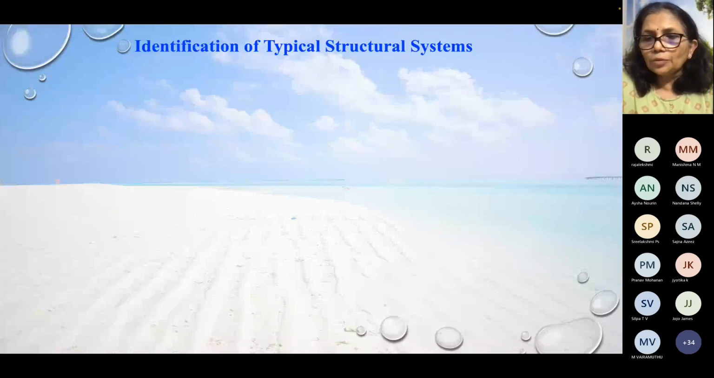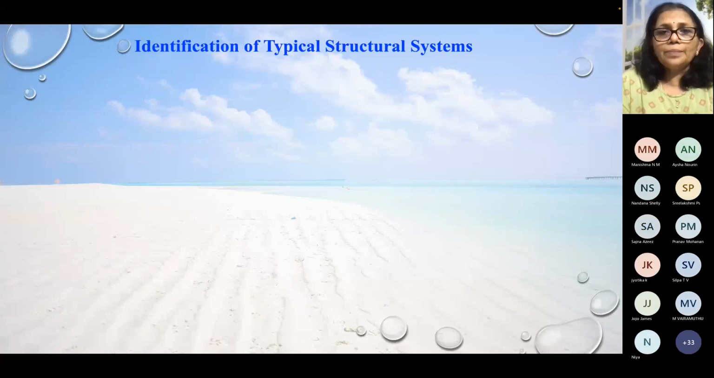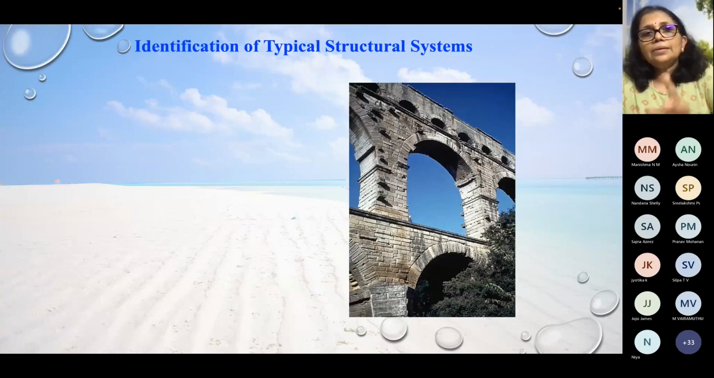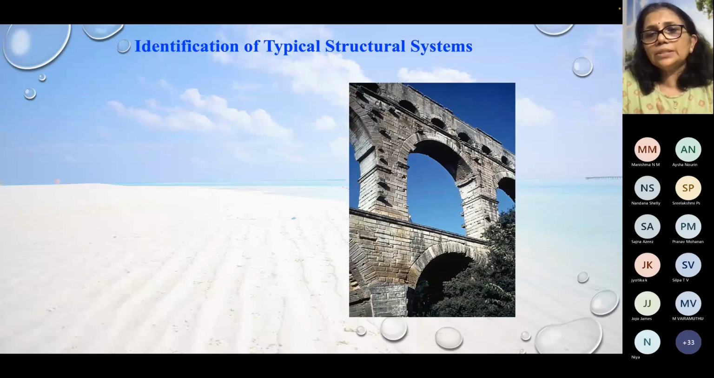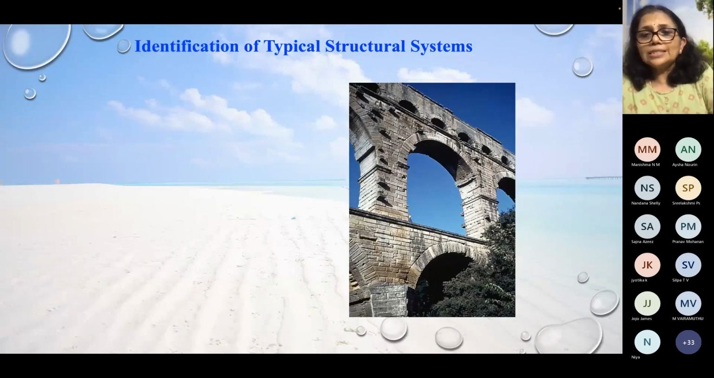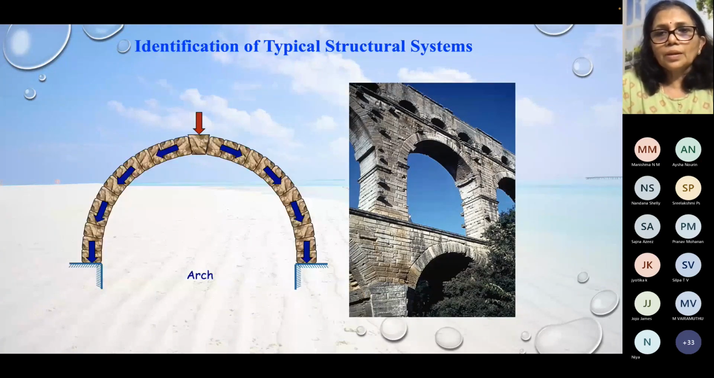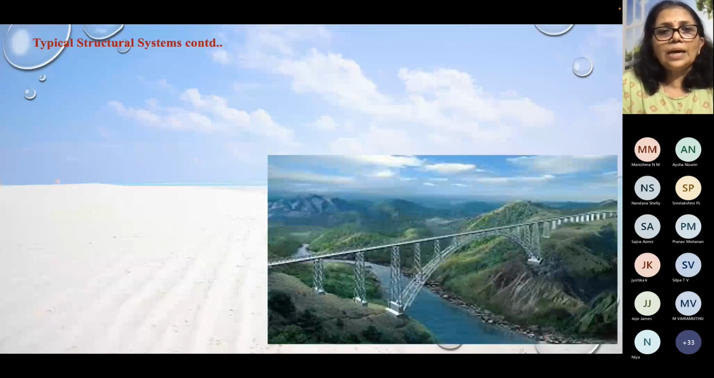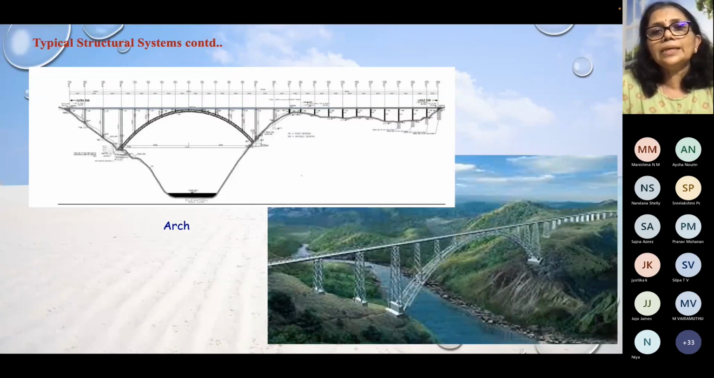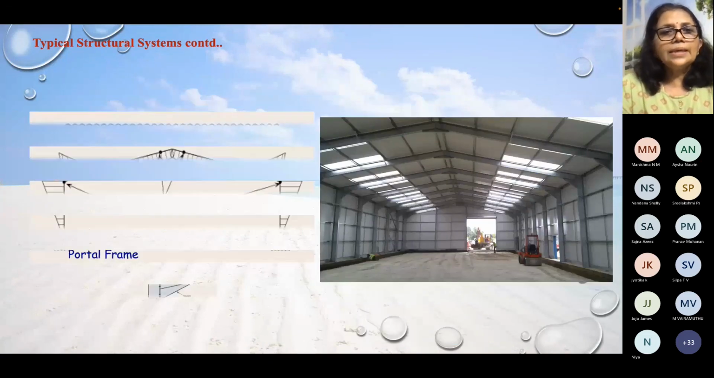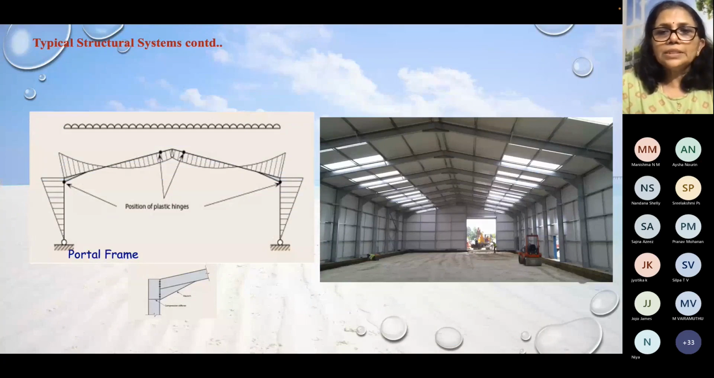Some of the aspects are the economy, the location, the loading condition, and the functionality. So all these things you have to consider, okay? And this is a typical structural system. Can you see which is the structural system which is transferring the load? The arch, okay? And here also it's a typical arch which is transferring the load along with the girder and columns. This is a portal frame which is transferring the load.